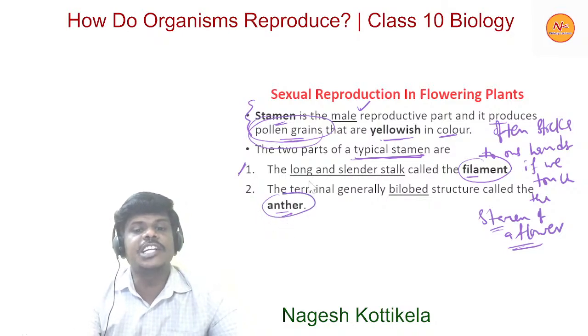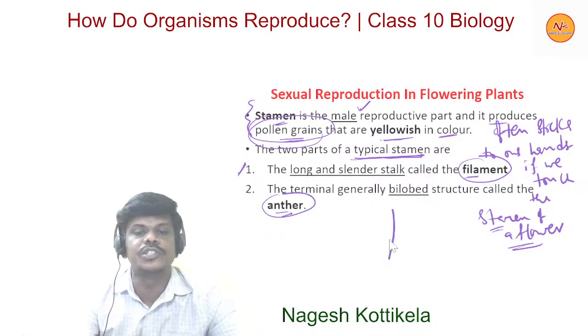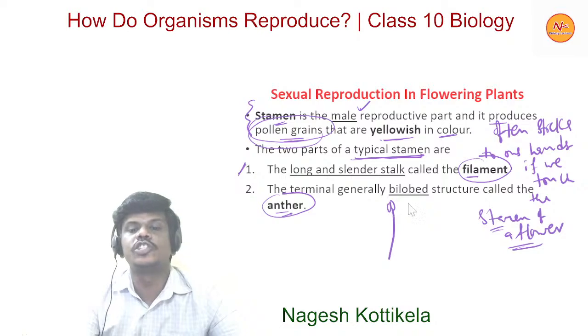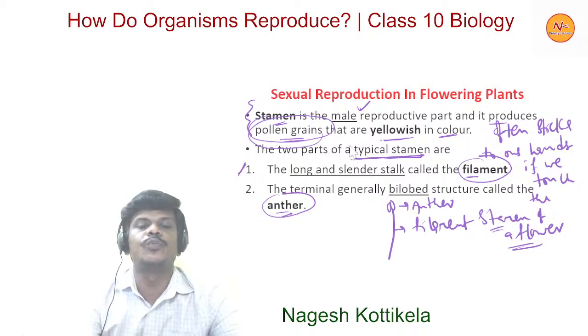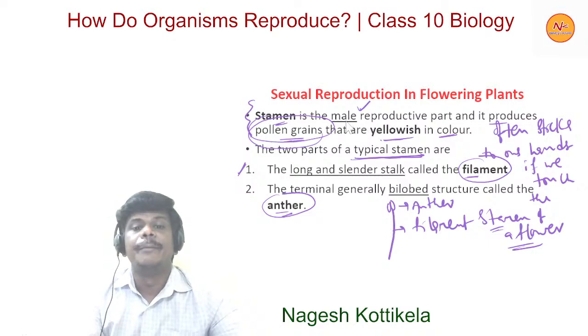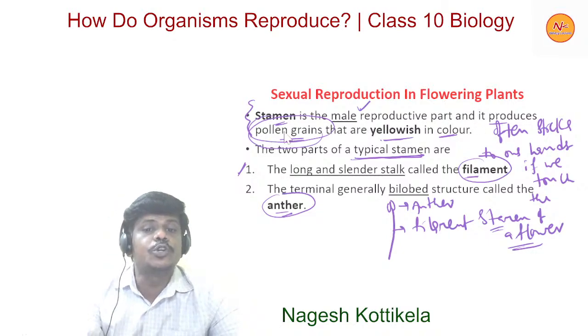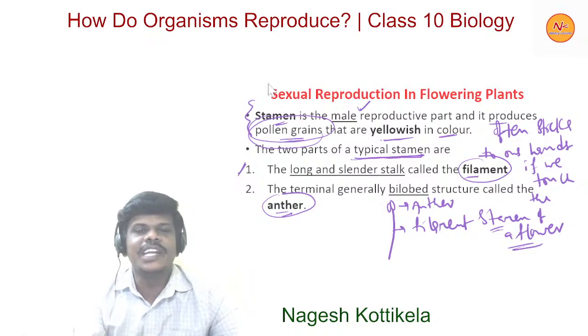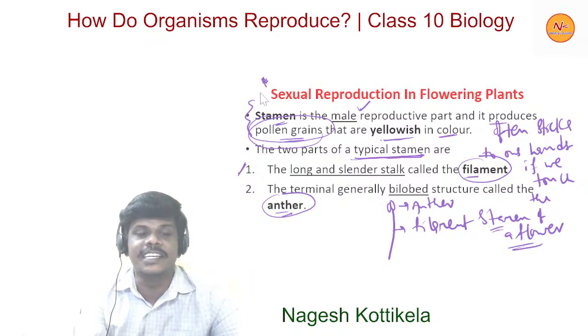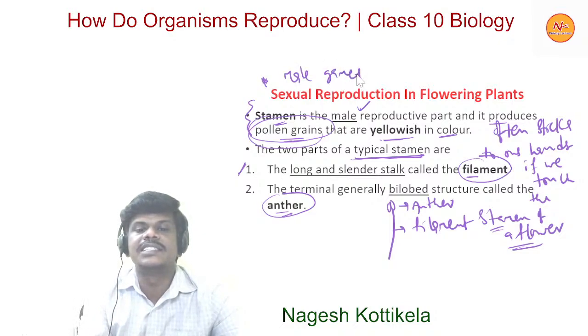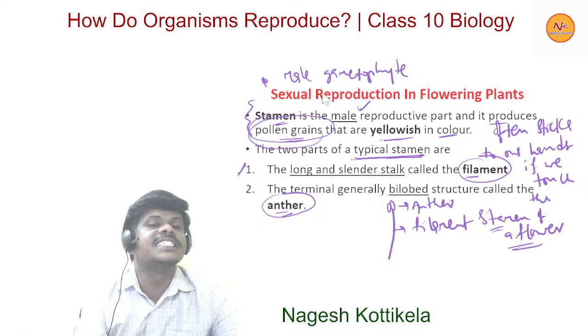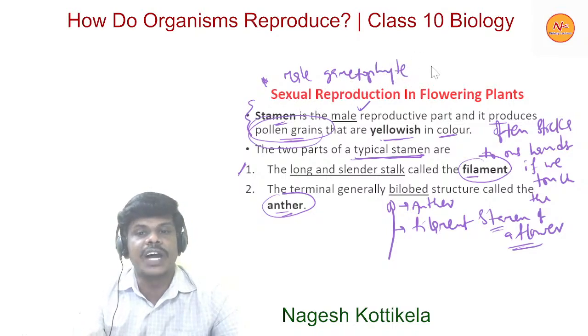Here the filament is long and slender like this, and the terminal, generally bilobed part, like this, is what we call the anther. So anther and filament together, this structure, is a stamen. It is a male reproductive part and it produces pollen grains. One very important aspect regarding pollen grains is that they represent the male gametophyte.